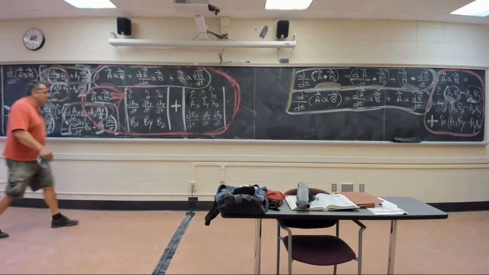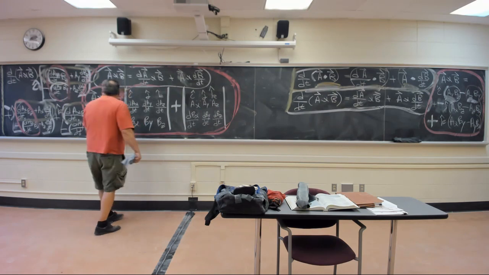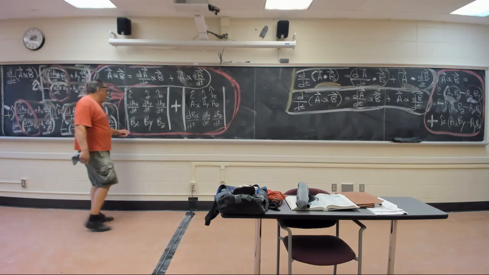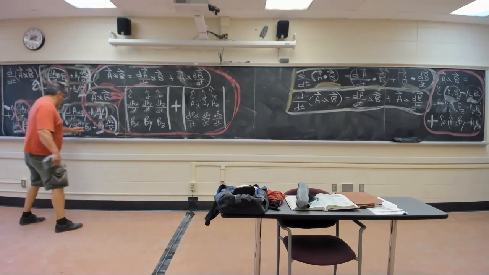Okay, let's keep going. Let's go over to K. Here, go across. Cross here, it's going to be positive. DAXDT BY. Minus DAYDT BX.